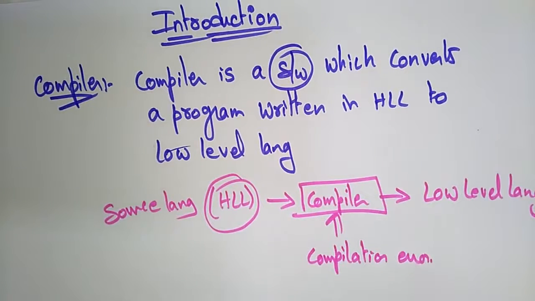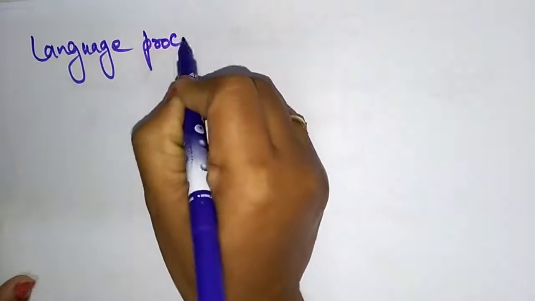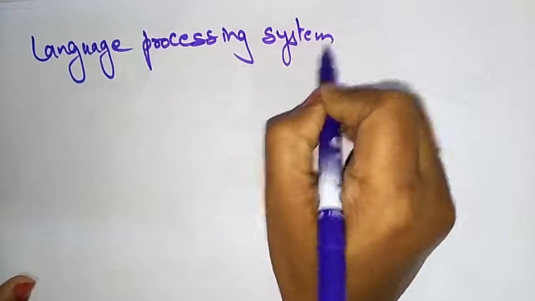Let me explain what exactly the language processing system will do. Whatever program you are writing, in Java, C++ or any language, how is the system processing that program? Let's see the language processing system. Let's see how it looks.